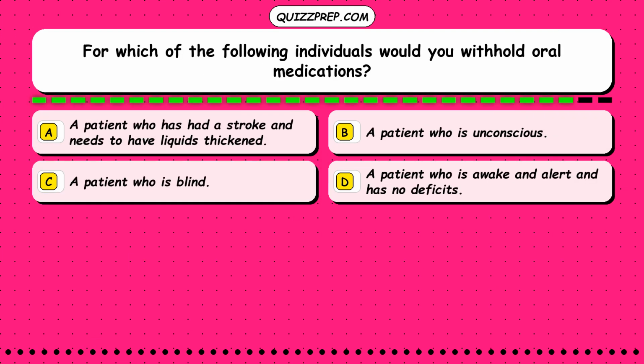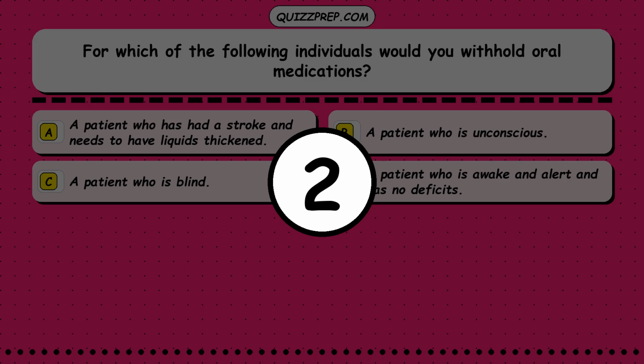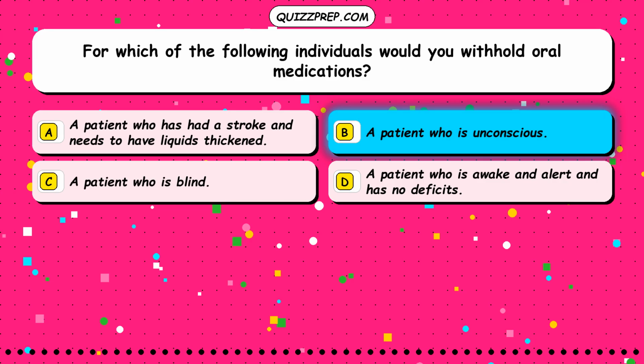Question 101. For which of the following individuals would you withhold oral medications? Option A, a patient who has had a stroke and needs to have liquids thickened. Option B, a patient who is unconscious. Option C, a patient who is blind. Option D, a patient who is awake and alert and has no deficits. The correct answer is option B, a patient who is unconscious.